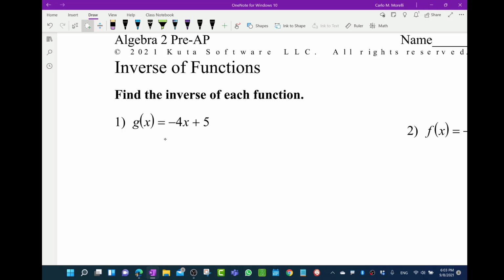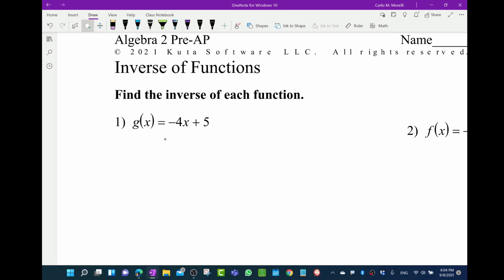Now, there are 3 steps that you must follow for every one of these problems. The first step is you must actually find what you think is the inverse, and I'll show you how to do that. So that's step 1, find the inverse. Step 2, determine if the inverse is a function. Okay, I'll show you how to do that.